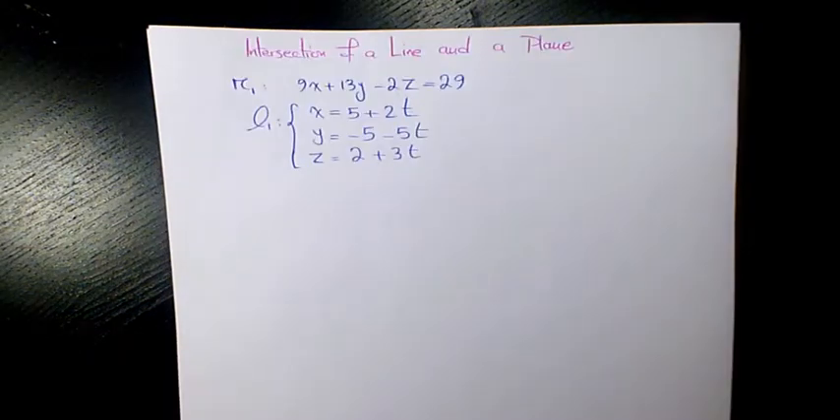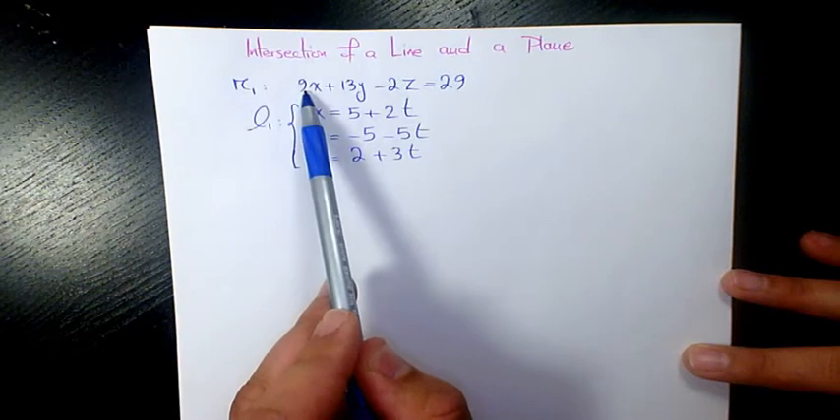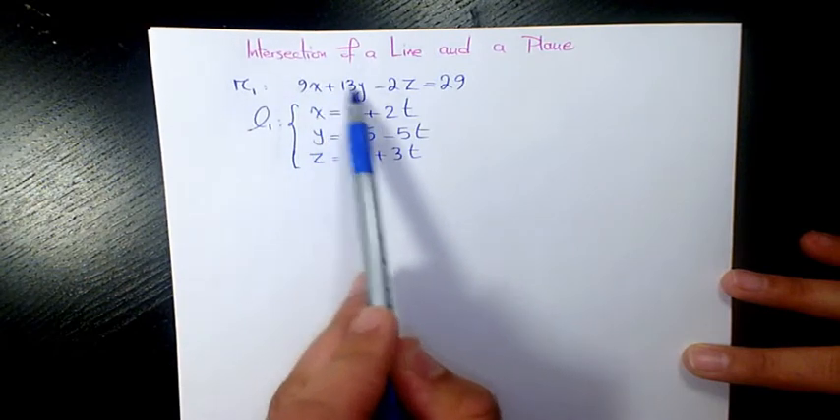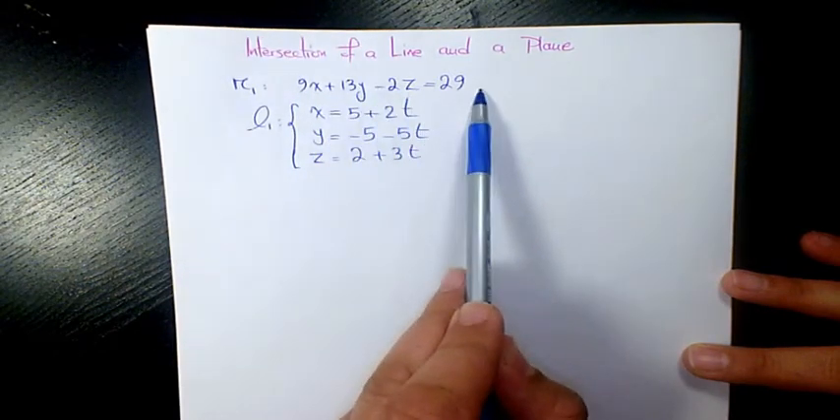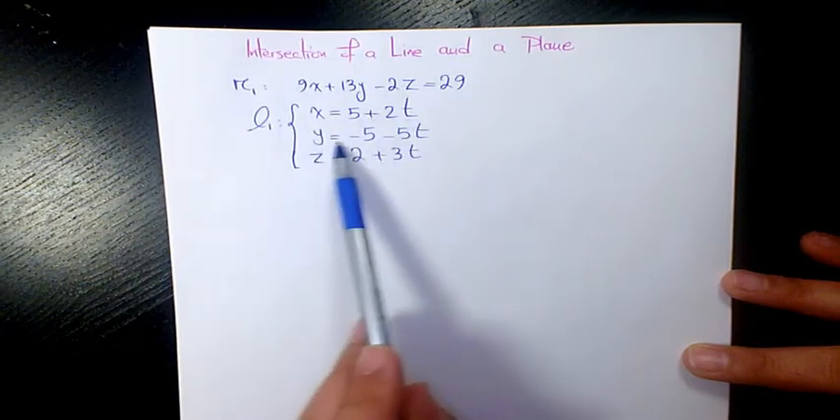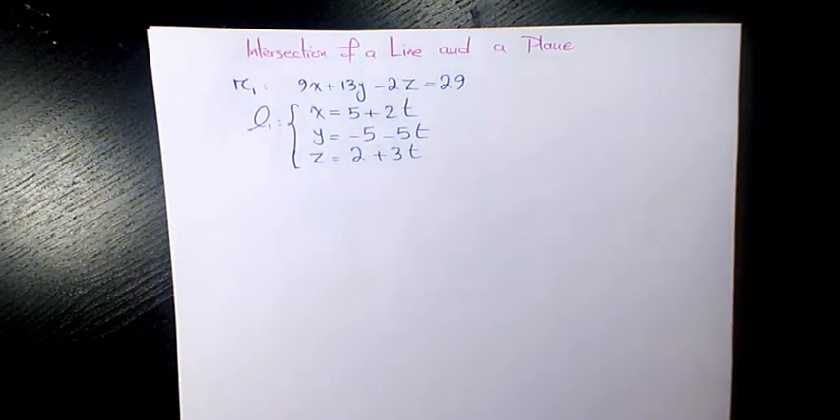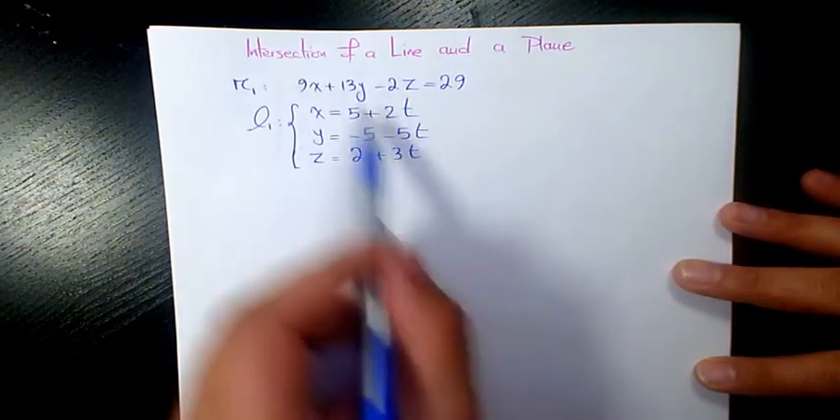Let's see the first example. Here it says, determine if the line and the plane intersect. If so, determine the solution. So the plane is 9x plus 13y minus 2z equals 29 and the line is x equals 5 plus 2t, y is negative 5 minus 5t, and z is 2 plus 3t. What I can do is substitute all these into the plane.